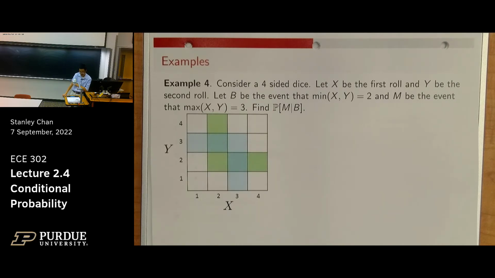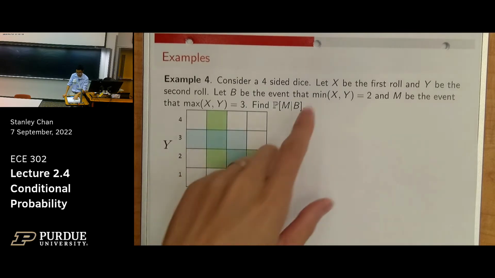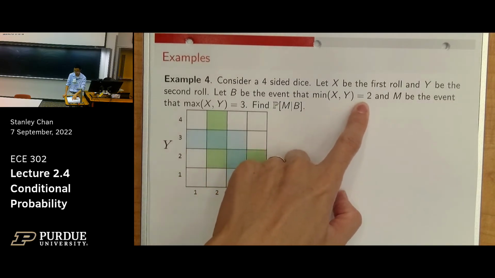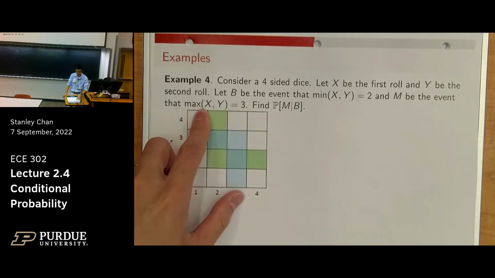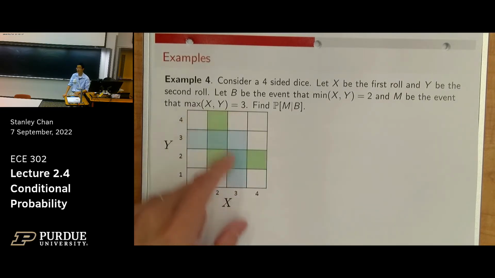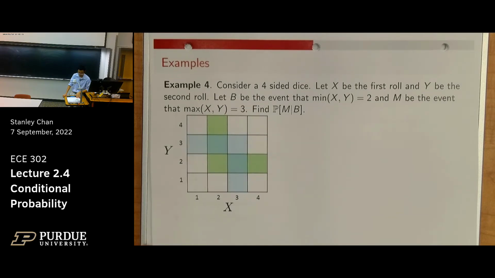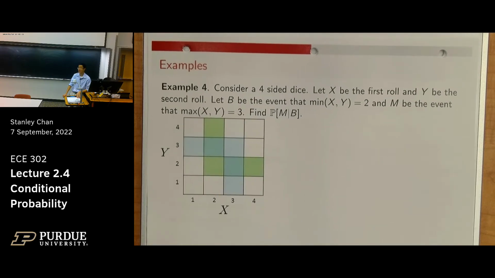Let X be the first roll and Y be the second roll, so you do it twice. Let B be the event that the minimum of X and Y is 2, and M be the event that the maximum of X and Y is 3. Find M given B. Oh, that is harder. Okay, so we need to do some decoding here.